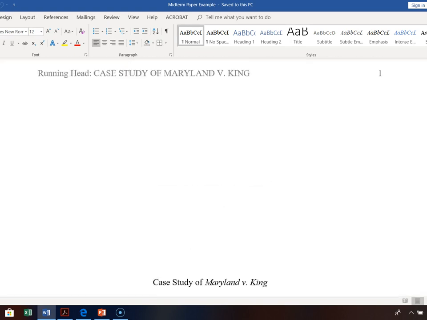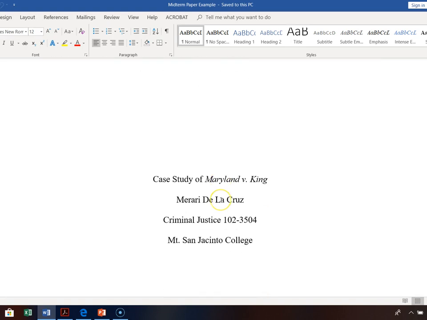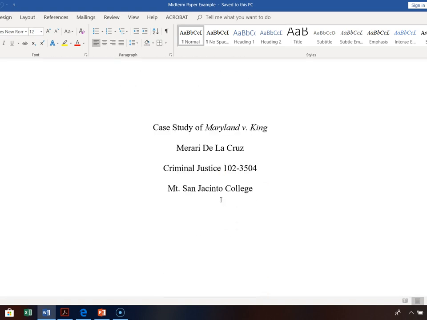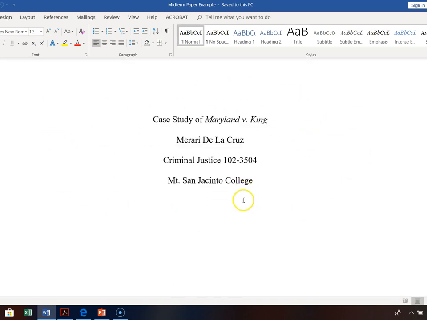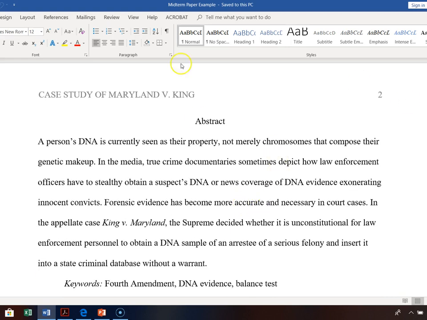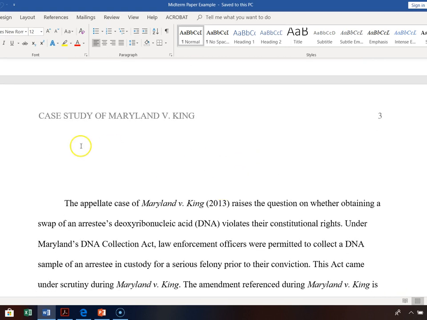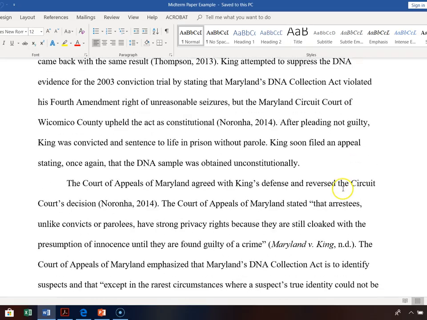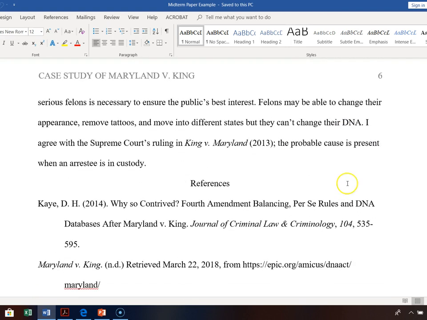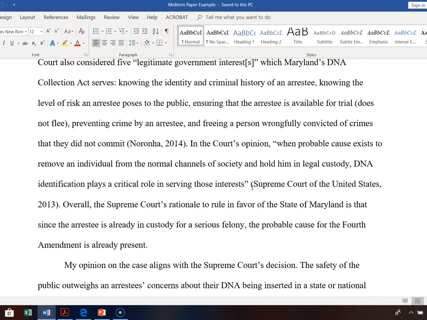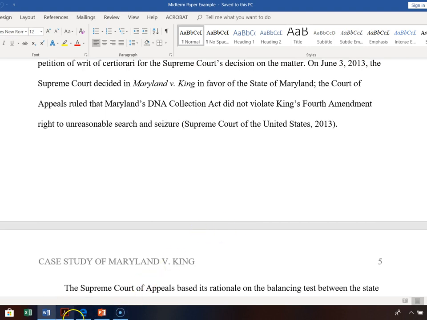So again, I'm not going to let you read the entire thing, but I wanted to show you the structure of the paper. Face page, running header at the top, the title in the middle, the abstract part, the meat of the essay, 3 pages, everybody. Okay, 3 entire pages. And then your last page will be your reference page. Now, I only need 2 references. You can do more. You can always do more. But I wanted to make sure that you understand exactly what I require.